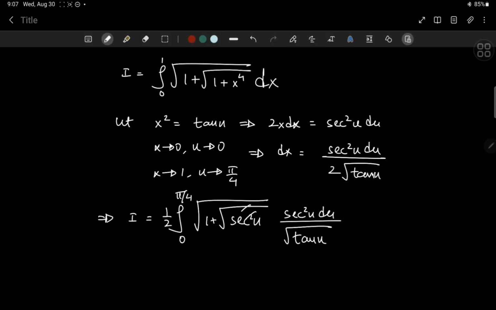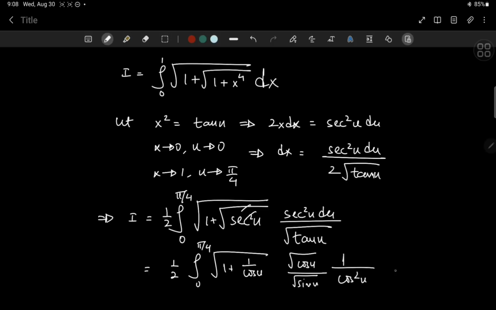Now, let's just expand everything here in terms of sines and cosines, shall we? So we can get a nicer looking structure. So we have 1/2, the integral from 0 to pi by 4 of 1 plus 1 by cosine u times, no wait, it's square root cosine u divided by square root sine u times the reciprocal of the squared cosine of u du. Okay, cool. And as far as this argument here is concerned, we could simplify it as 1 plus cosine u divided by the cosine of u. And you have some cancellation happening here as well.